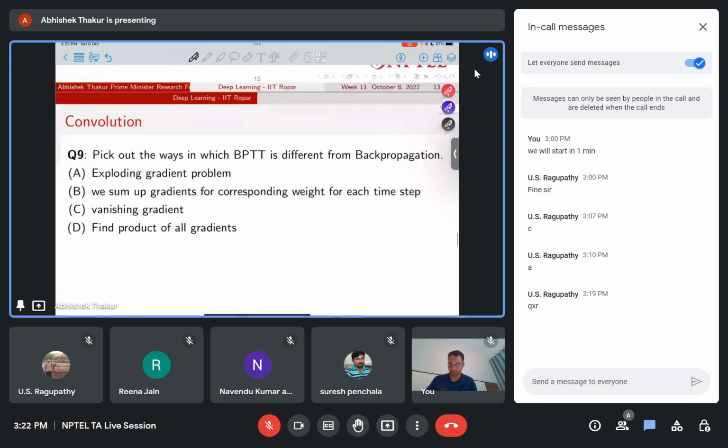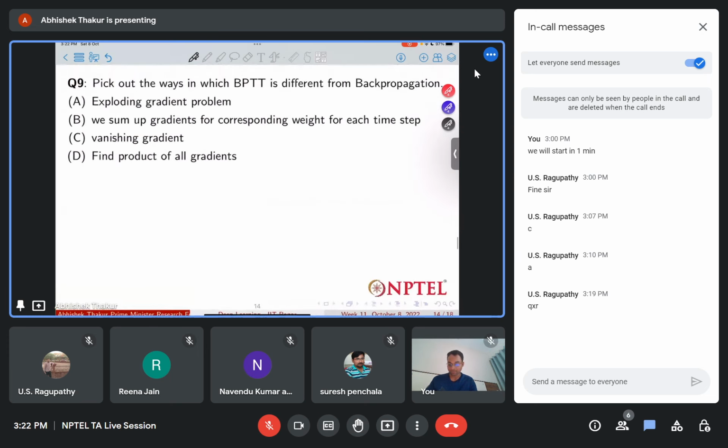So we'll move on to question number 9. That is, pick out the ways in which BPTT, that is back propagation through time, is different from back propagation. So the first is exploding gradient problem. Second, we sum up gradients for corresponding weight for each time step. Third is vanishing gradient. Fourth is find product of all gradients. So what will be the correct option for this question number 9?